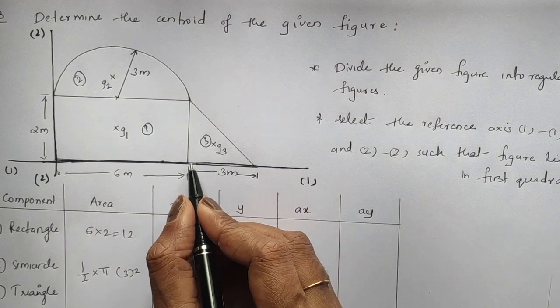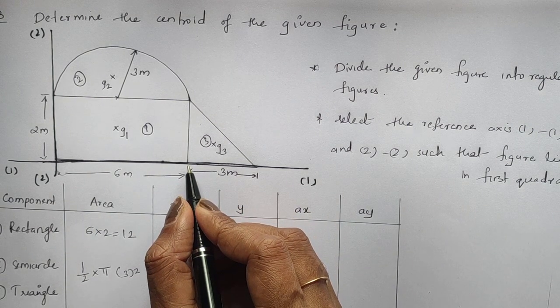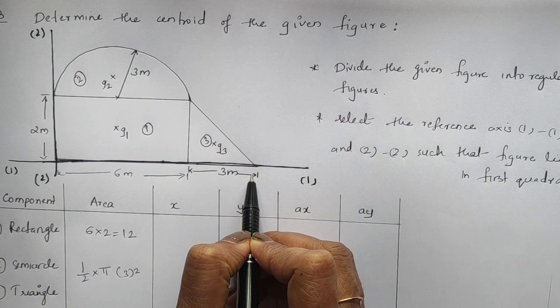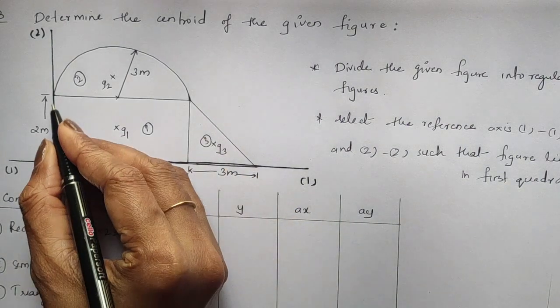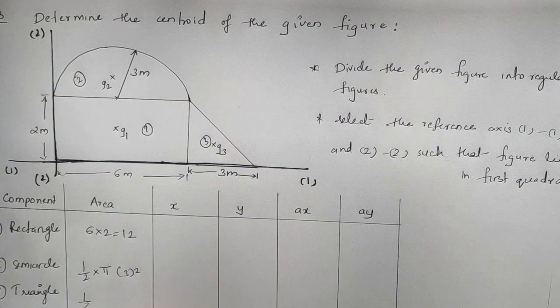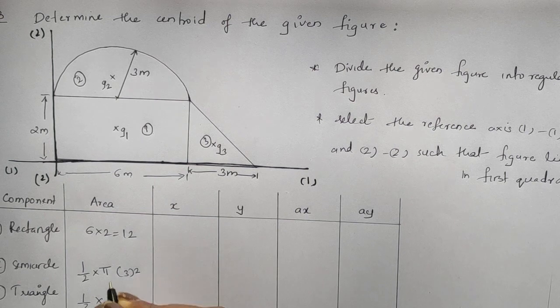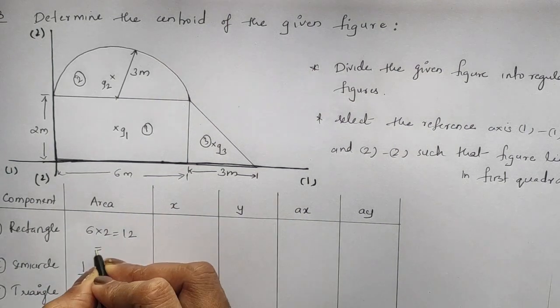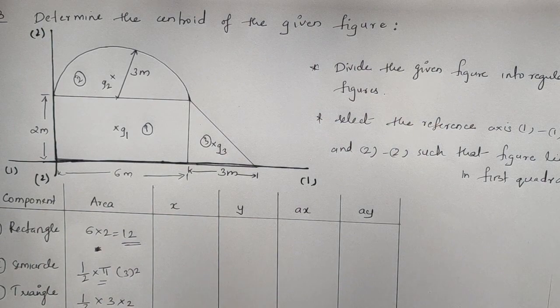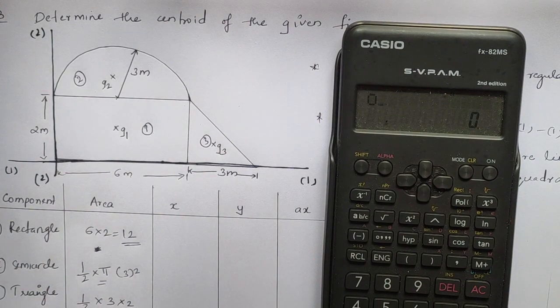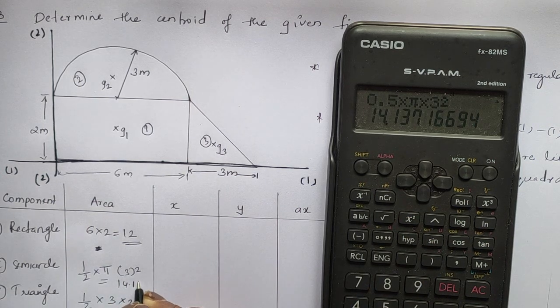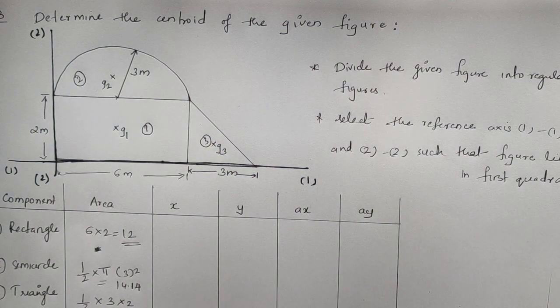Now the triangle: half into base into height. Base is 3 meter and height is 2 meter, correct? This is 2, so obviously this is also 2. So half into 3 into 2. I want all of you to find the answer here and write it there. Here we have written 12 meter square. Let us find these answers: 0.5 into pi into 3 square, correct? That is 14.14. Again this one, it is 3. So we got all the answers.